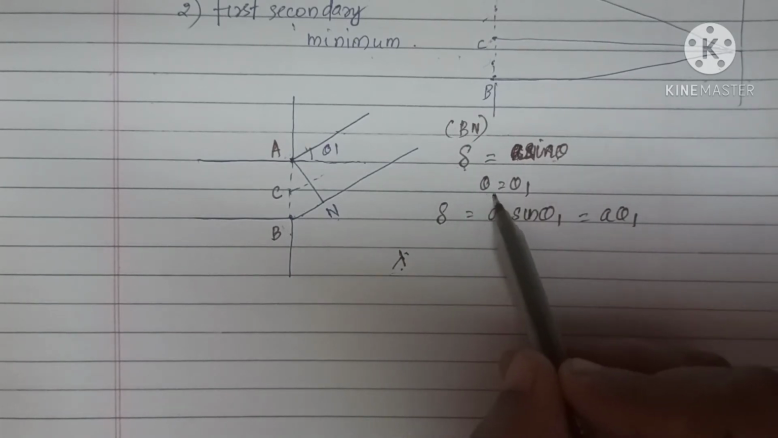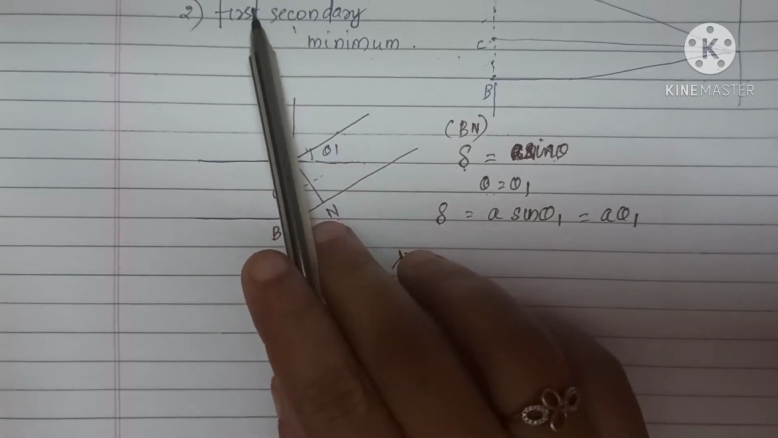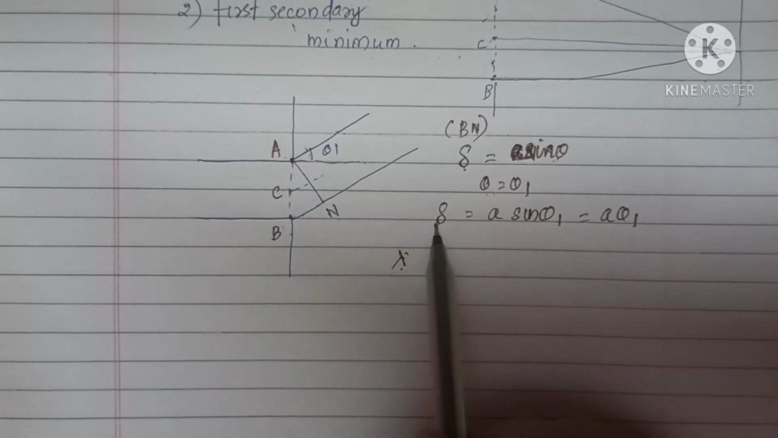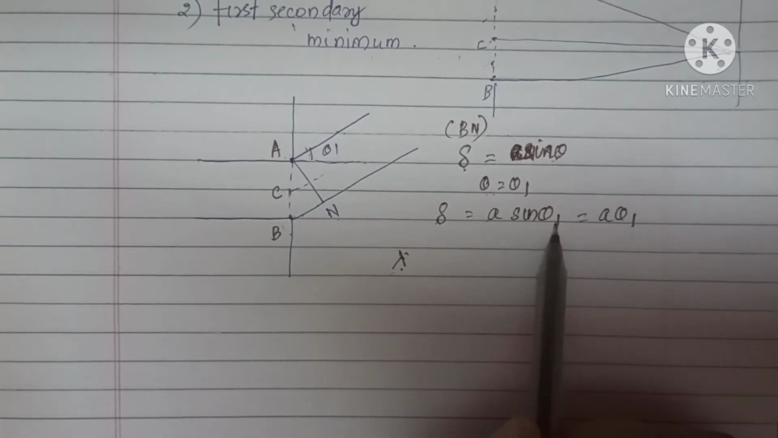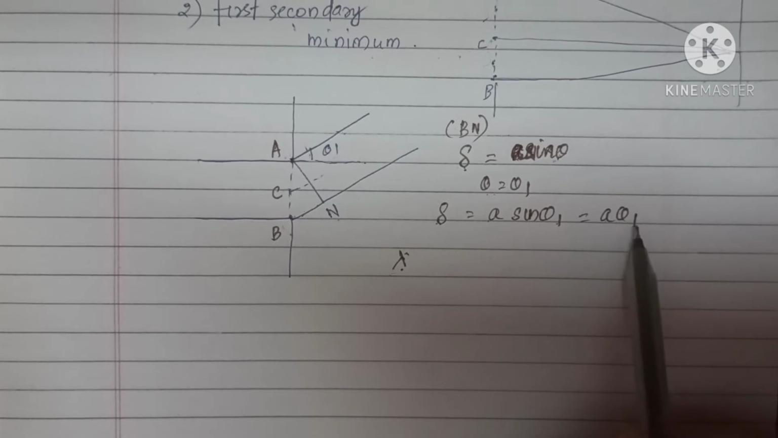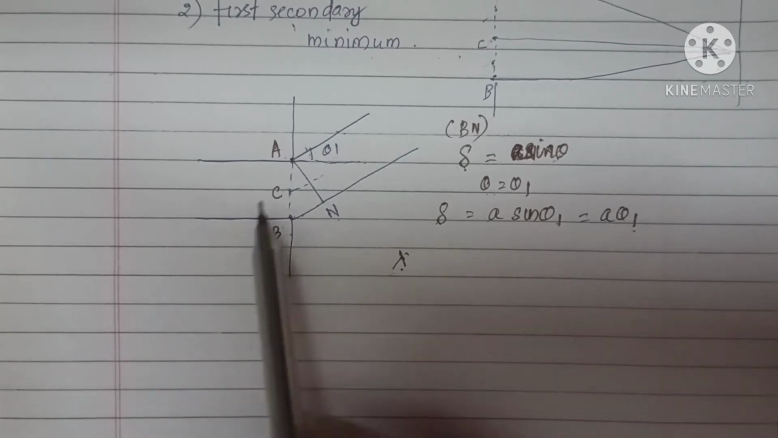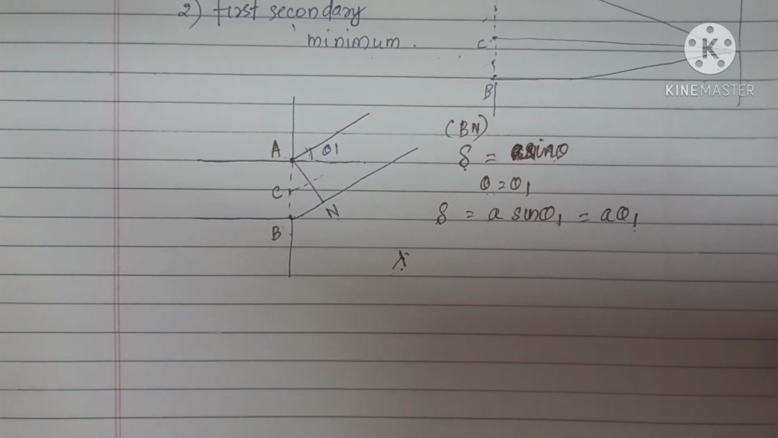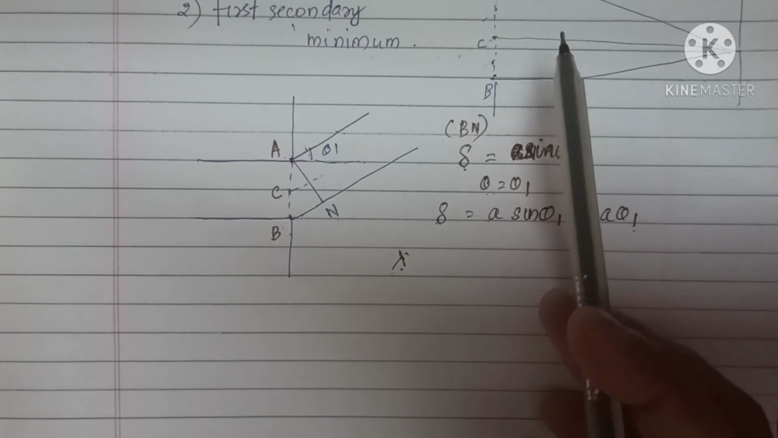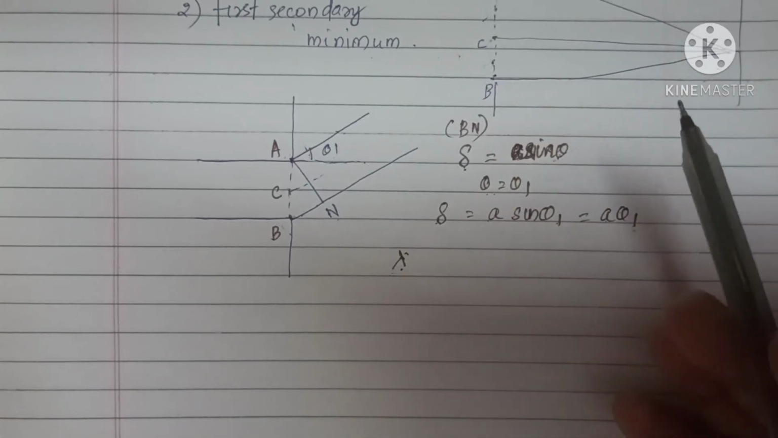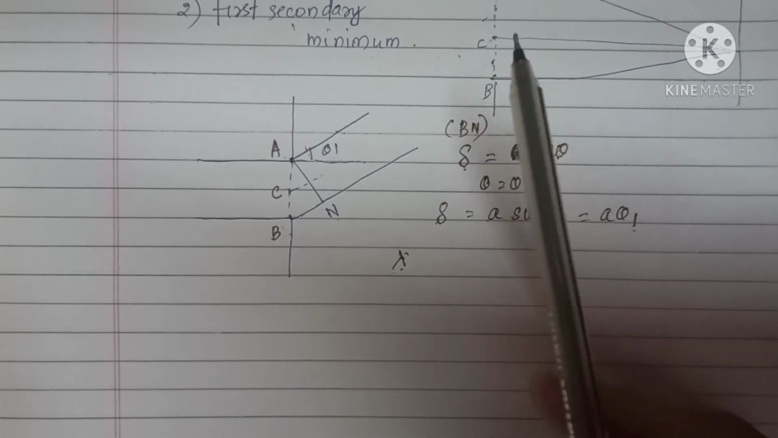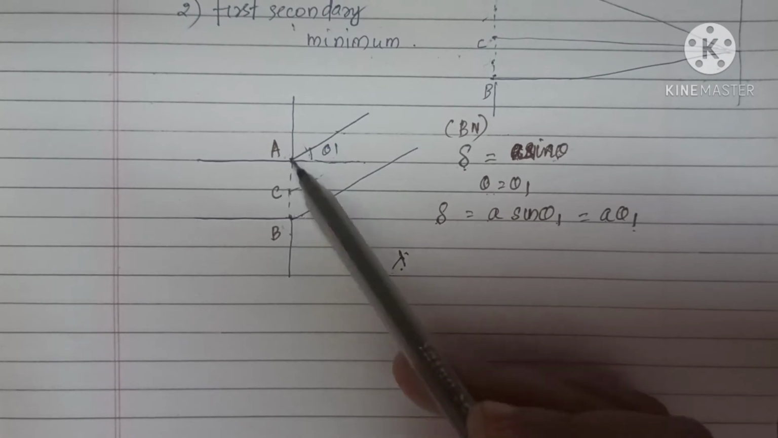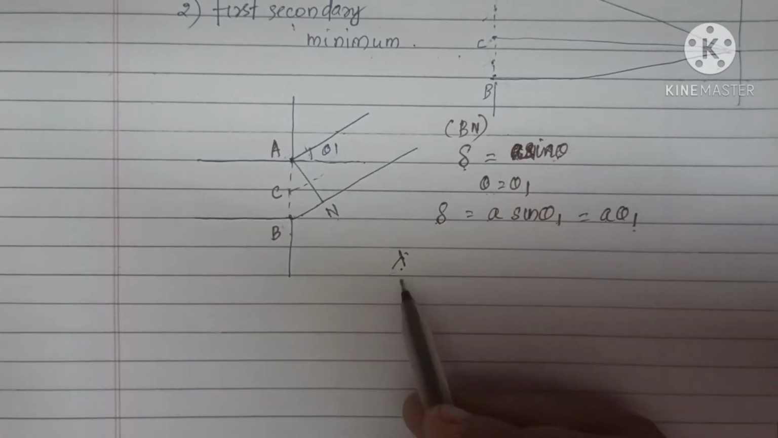Now here we are assuming the condition for first secondary minimum, in which theta we changed to theta 1. So delta is A sin theta 1, or it can be changed to A theta 1. Now the wavelets originating from A and B will arrive at the point P1 on the screen, isn't it? They will interfere either destructively or constructively. At that time, let the path difference between the wavelets be taken as lambda.